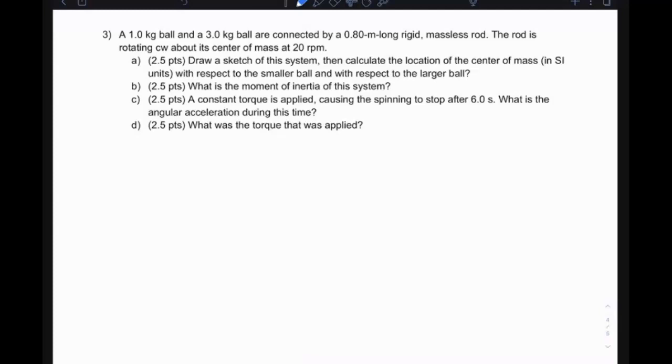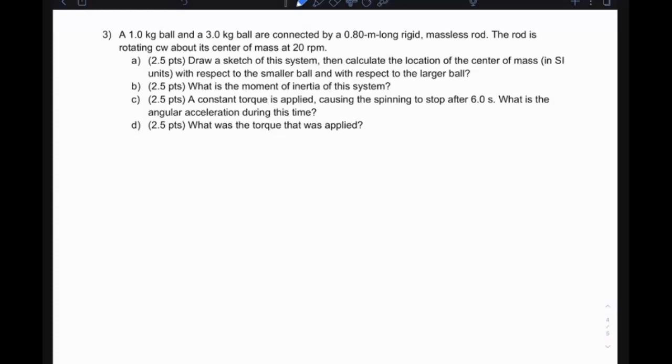In question 3 in exam 4, we have a 1.0 kilogram ball and a 3.0 kilogram ball connected by a 0.80 meter long, rigid, massless rod. The rod is rotating clockwise about its center of mass at 20 RPM. Part A of the question asks you to draw a sketch of this system.